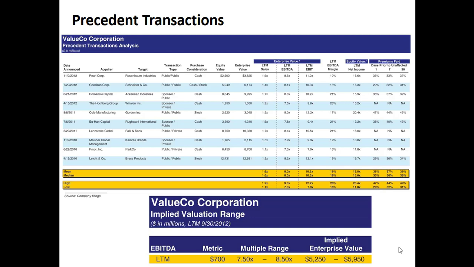You can see here that the best way to use these precedent transactions is to calculate the mean and the median for the most relevant transactions, and using that to generate a range of multiples, which, when applied to the company's financial metrics, can give you their implied enterprise value.